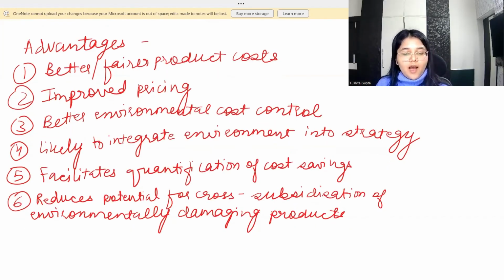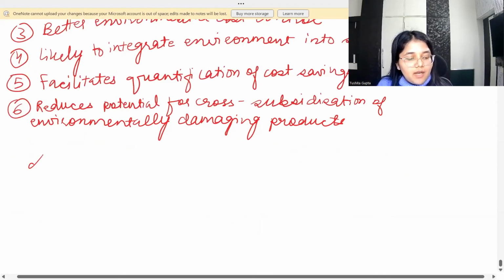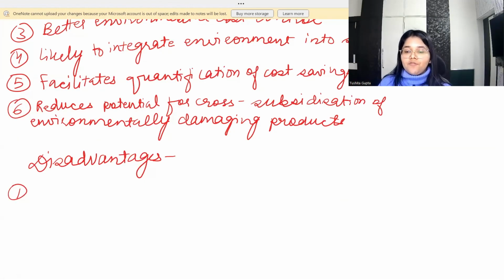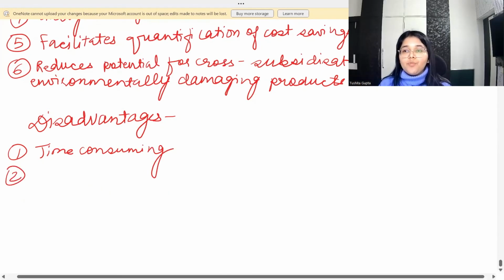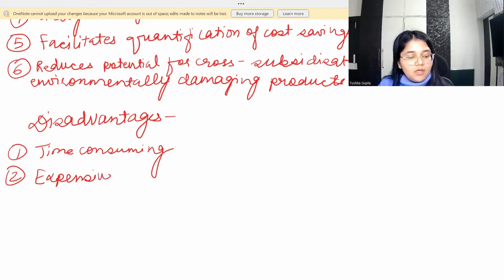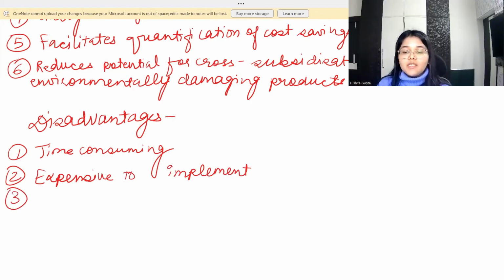Now let's move on to the last topic, which comes to the disadvantages of EMA. And with that, we will be able to finish the entire fourth chapter. So the very first disadvantage of EMA is that, again, it is time consuming. So this is a disadvantage that remains common among most of the specialist cost accounting techniques that we have learned, that this is a time consuming strategy. Then it is also expensive to implement. Implementing the EMA strategy is not very cost effective, it is expensive.